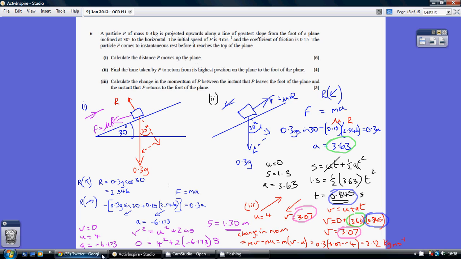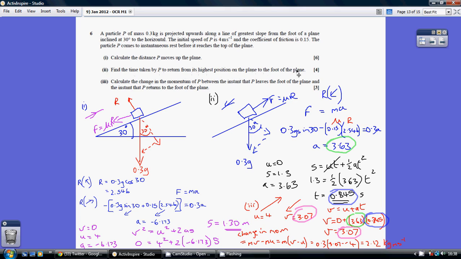We've done the hard bit, we've worked out what the acceleration is, or deceleration. At the top of the bounce, just before we start coming down again, v is going to equal 0. Our initial speed was 4, we're given that. So using v squared equals u squared plus 2as, this allows us to work out that the distance up the plane is 1.30 meters.